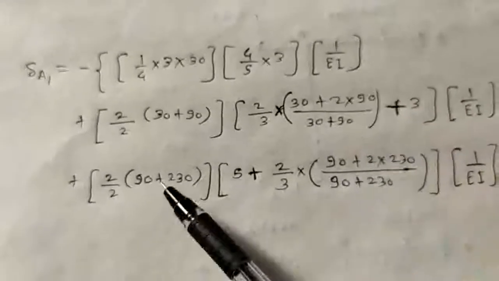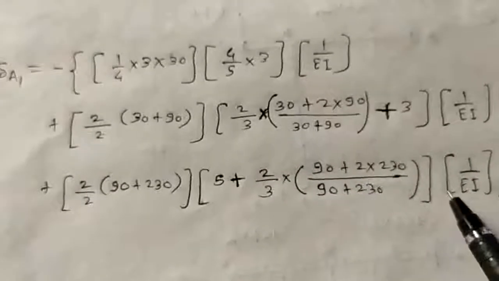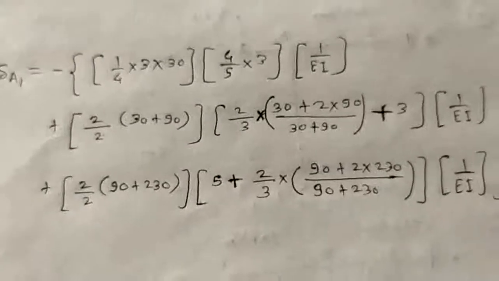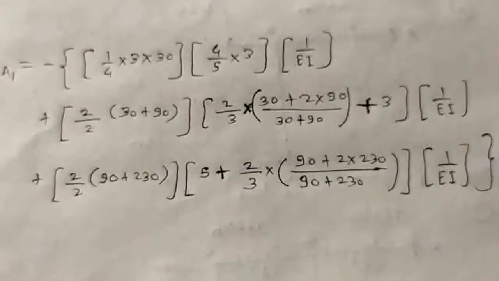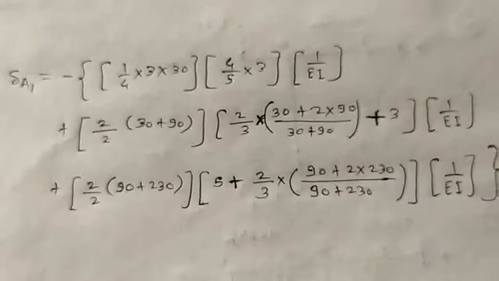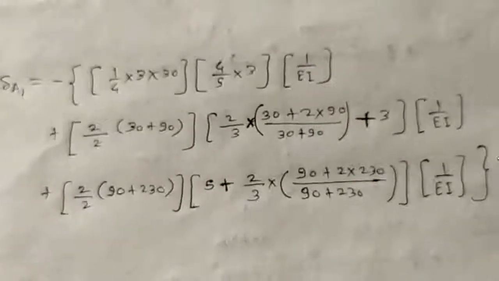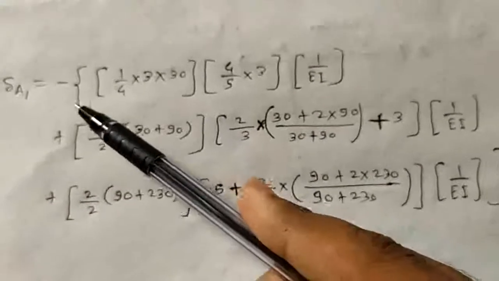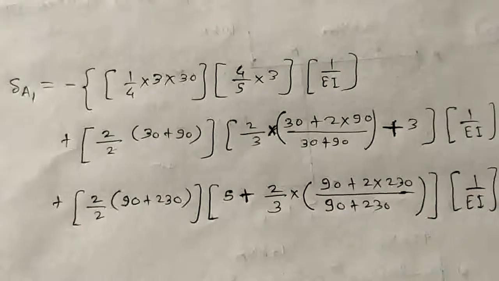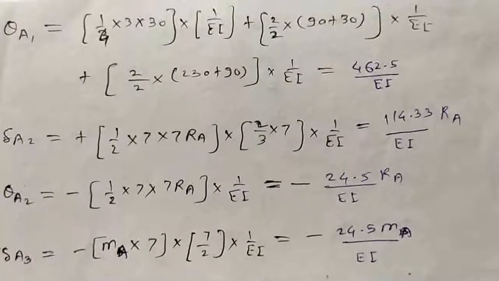Likewise consider the next trapezoid: this area multiplied by centroid distance multiplied by EI variation. So from this calculation we can get the value of delta A1. Of course, this total delta A1, which I have put in the curly bracket, will be negative.